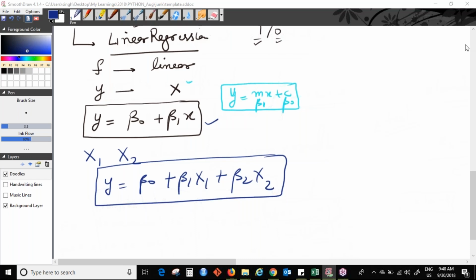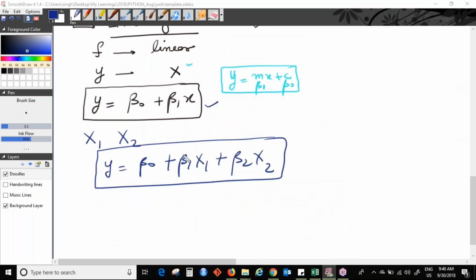Yes guys, what do you think this is the equation of? This is not a straight line, right? It's something else. What do you think it is? Recall from your high school days. So let me tell you, this is the equation of a plane. Okay, this is a plane.